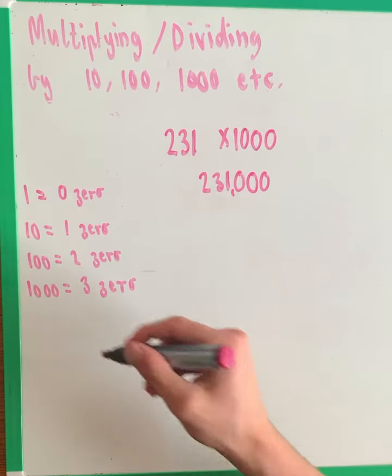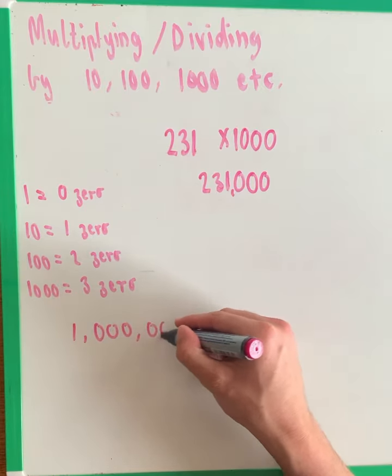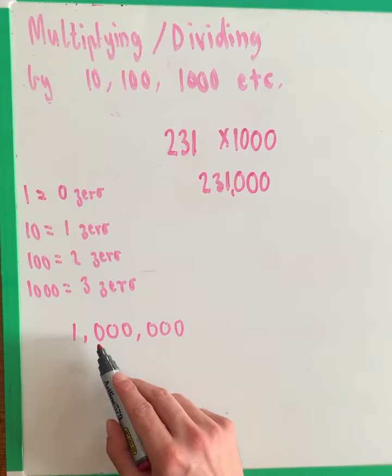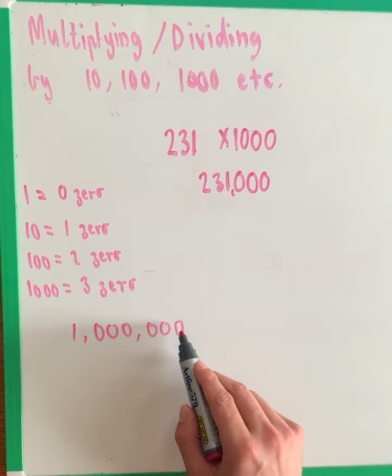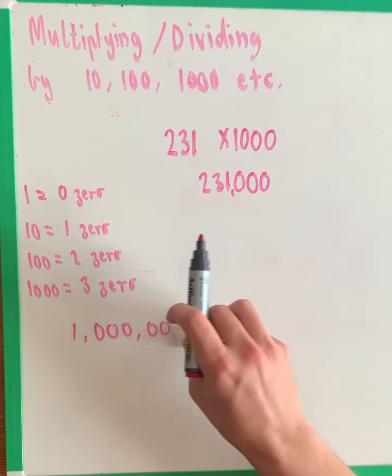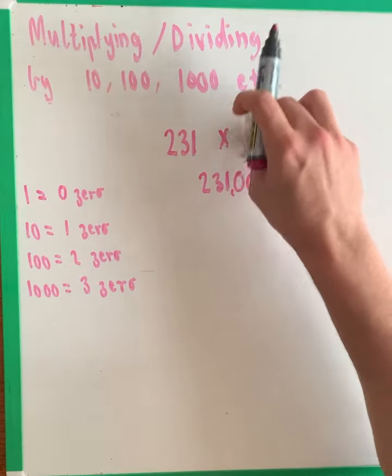Say if we took a number like 1,000,000, we count how many zeros there are: 1, 2, 3, 4, 5, 6, and you just put them on the end, and that will get your answer. So it's a really simple way. When you multiply by 10, 100, 1,000, etc., all we have to do is count the zeros and add them on the end. Now, the next thing we're going to do is think about dividing.